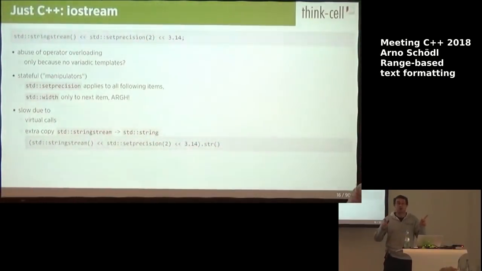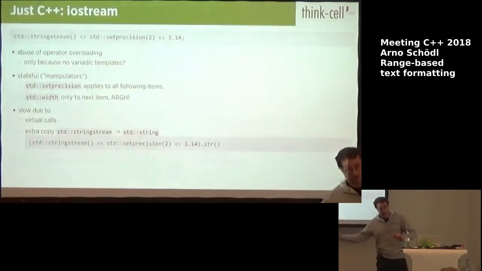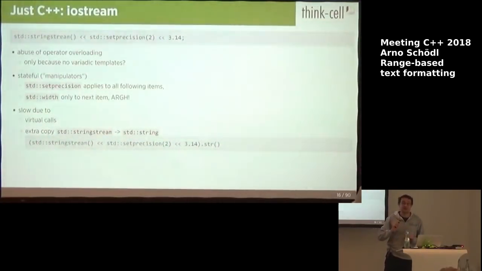Some of them also work for the whole rest of the stream. Some only apply to the next argument. So you have to know which one's which. So it's tricky. And they're also slow, in addition, because they have virtual callbacks. They connect the I/O buffers with the actual stream using virtual calls, and that's not particularly fast.